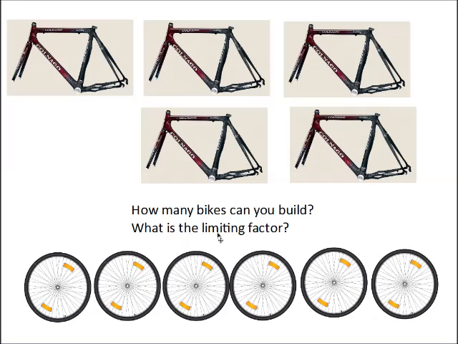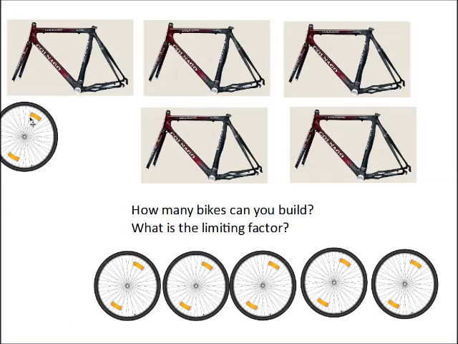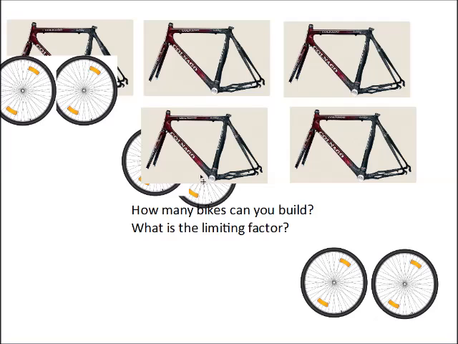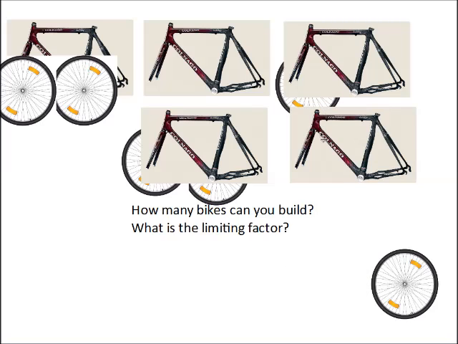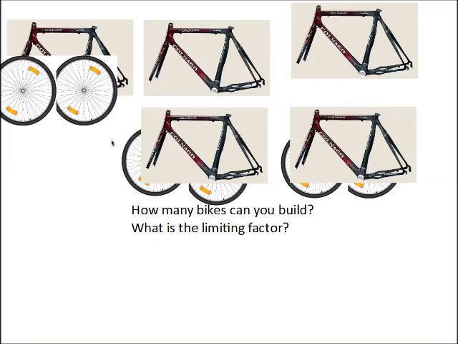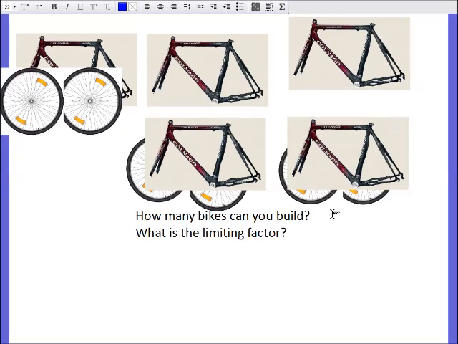So just a quick review of limiting factors. If I have the following bike frames and I have some wheels, I want to see how many bikes I can build. What's my limiting factor? So I'm going to go ahead and build my bikes here. And you can see with my 6 tires, or my 6 wheels, I can build 3 bikes. Even though I have 5 frames, I can't build 5 bikes. So I can only build 3 bikes. Limiting factor would be the frames.